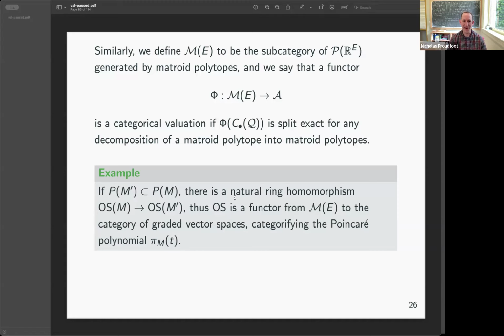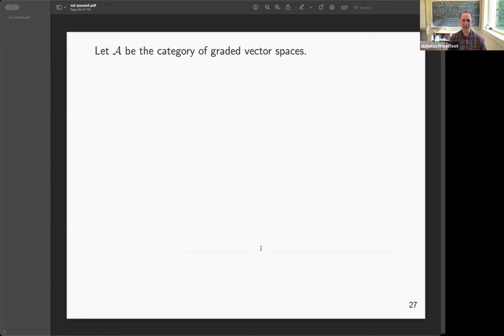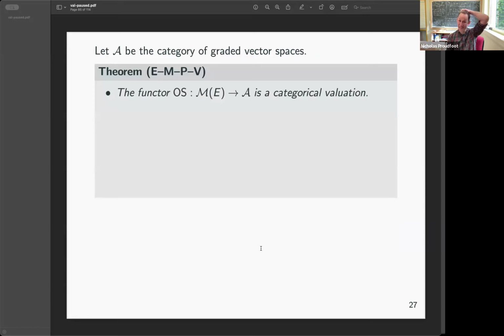So that means that if I have a morphism in my category from M to M prime, then I get a map of Orlik-Solomon algebras from OS of M to OS of M prime. So it's a functor, and it categorifies the Poincaré polynomial. With Ben Elias, Dane Miyata, and Lorenzo Vecchi, we proved that this is a categorical valuation. In other words, whenever I have a decomposition of matroid polytopes into smaller matroid polytopes, I actually get an exact sequence on Orlik-Solomon algebras.